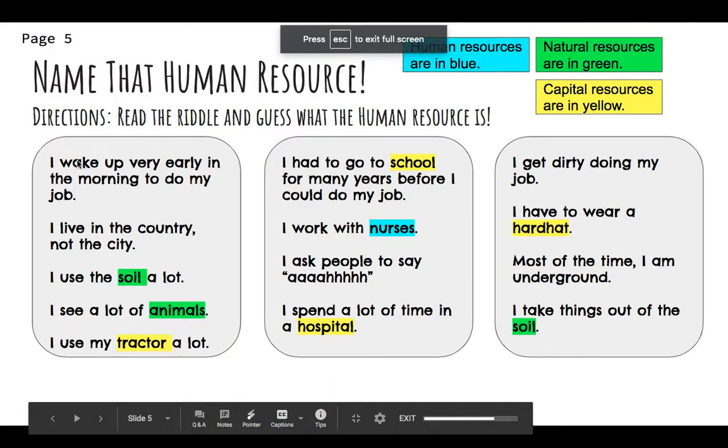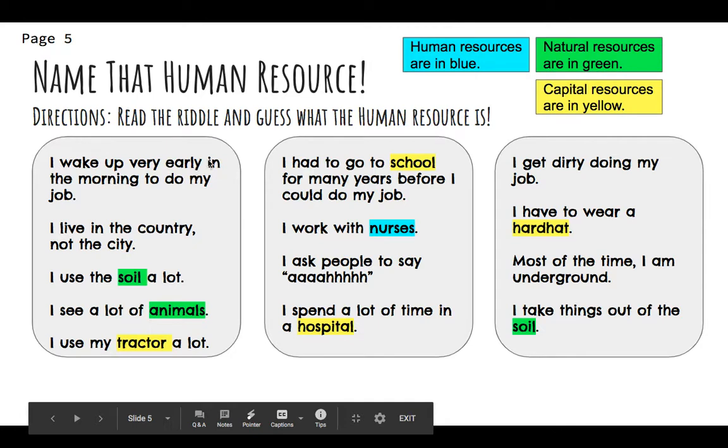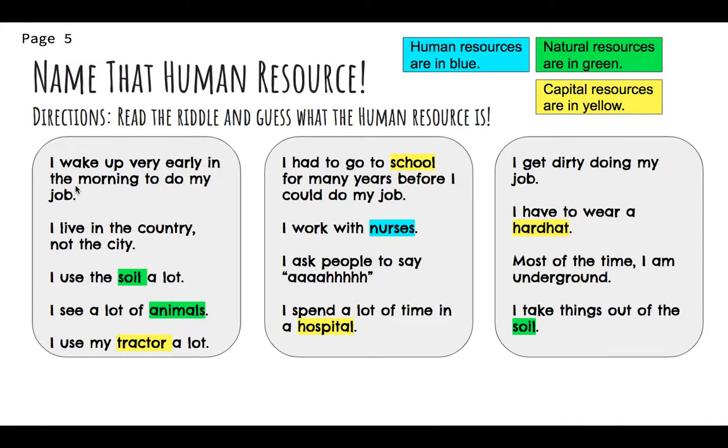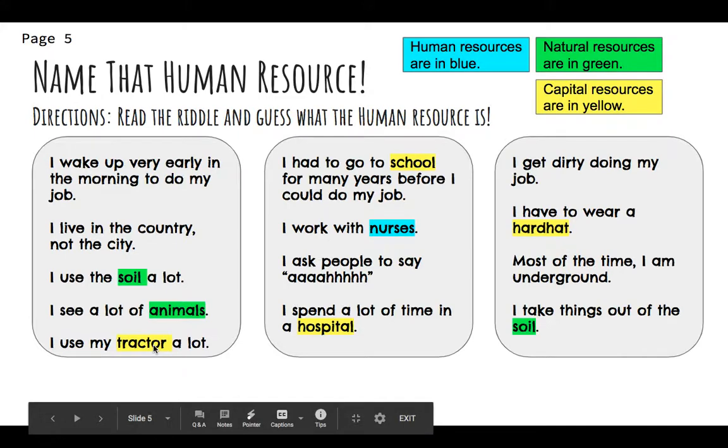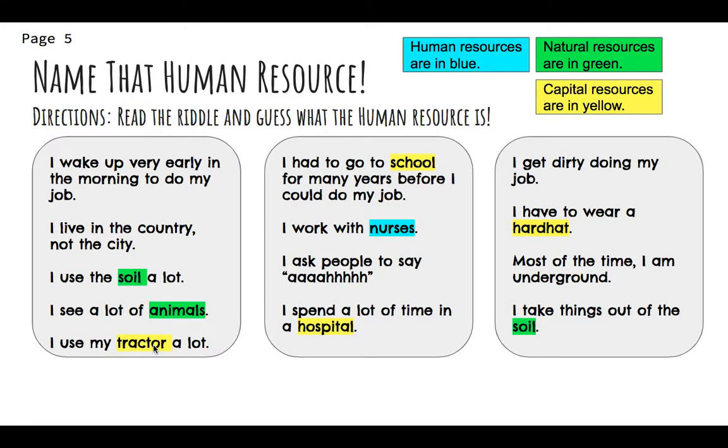So the first one, we have: I wake up very early in the morning to do my job. I live in the country, not the city. I use the soil a lot. I see a lot of animals, and I use my tractor. Who do you think that might be?